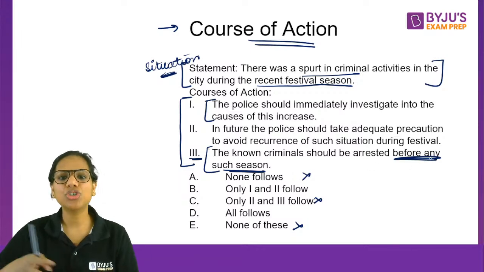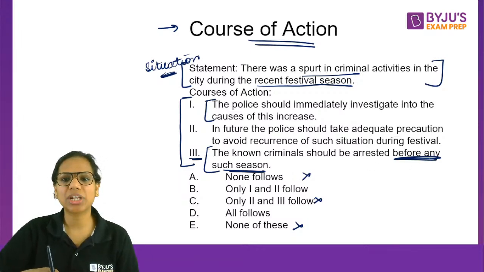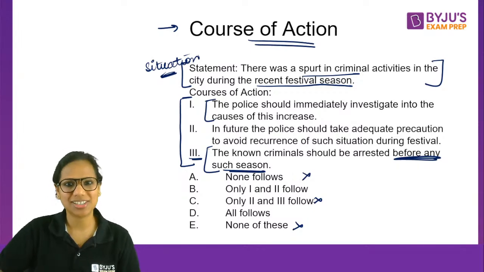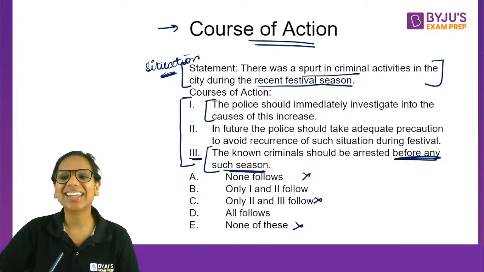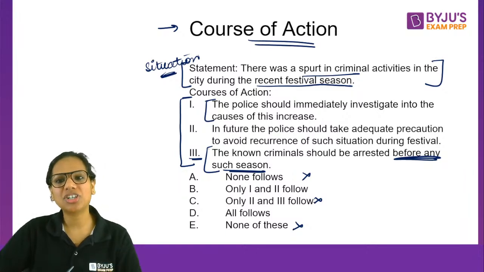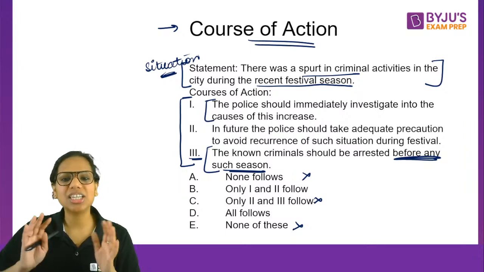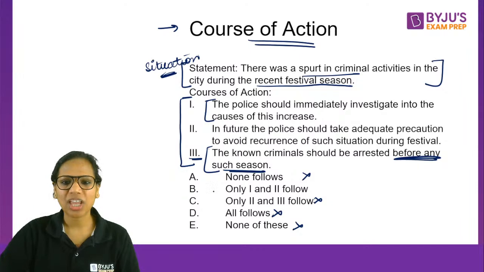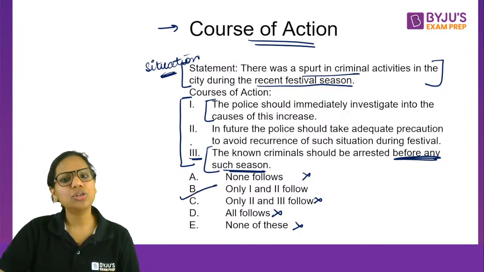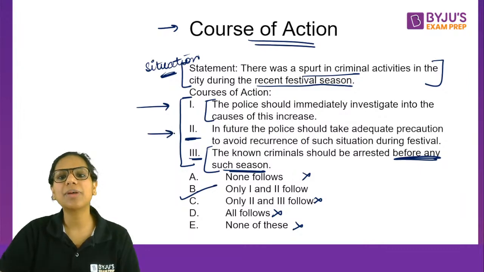The thing is, we should not wait for this season to arrive to first of all arrest known criminals. Okay, if they are known criminals, right? And moreover, they might not be the ones who are perpetrating these crimes during the festival. So actually arresting them might not be of any use. So that's why 3 is the one that does not follow. The answer is only 1 and 2. 2 also makes sense. See, 1 is an immediate action that they are taking. 2 is a long-term action that they are taking.